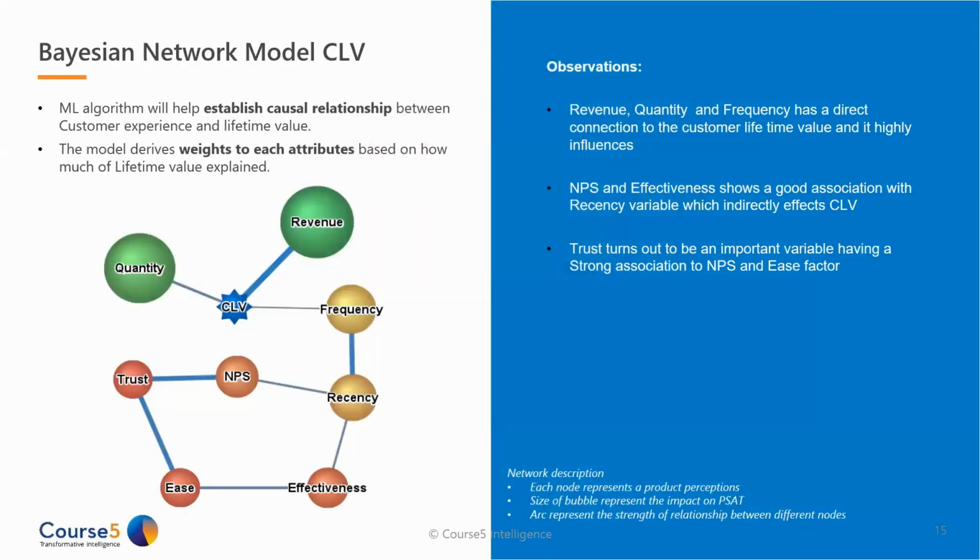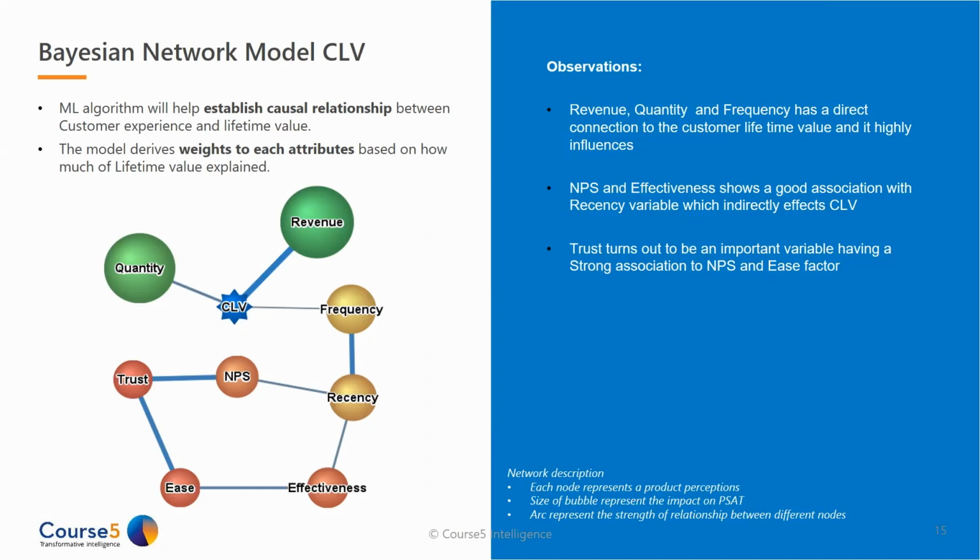Now, we majorly did two networks. One network was to understand the customer lifetime value. Another network was constructed to understand the churn risk. Here, we can clearly see that CLV has a very strong association with revenue, quantity, and frequency. It has direct connections with these major variables.